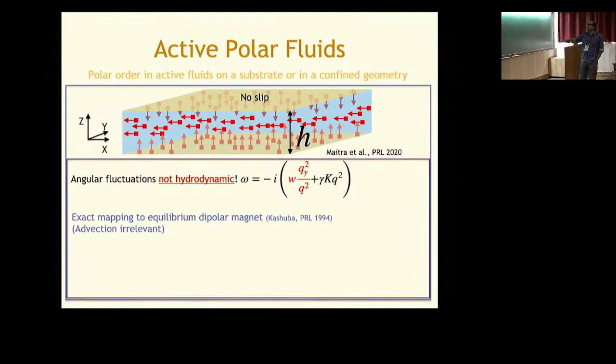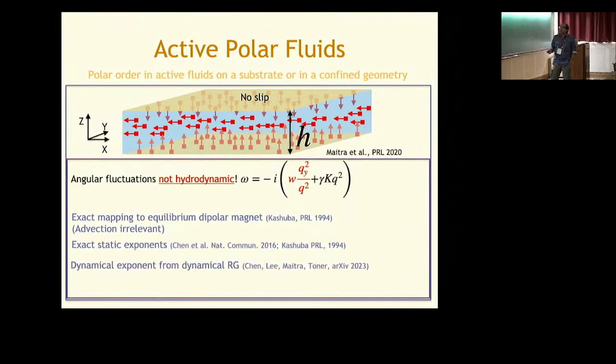And this actually can be mapped exactly to an equilibrium dipolar magnet in a particular limit. I'm not going to tell you exactly what is the condition in which this mapping works, which allowed, I mean, not us, this was done by Chen, Lee, and Toner, to calculate the exact static exponents. Actually, this was done before them by Kashuba, because it's an equilibrium dipolar magnet. And we can do an RG to calculate the dynamic exponent of this model, right?